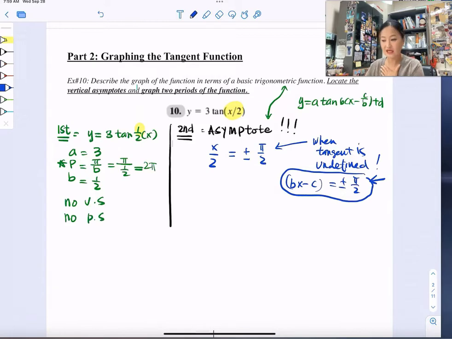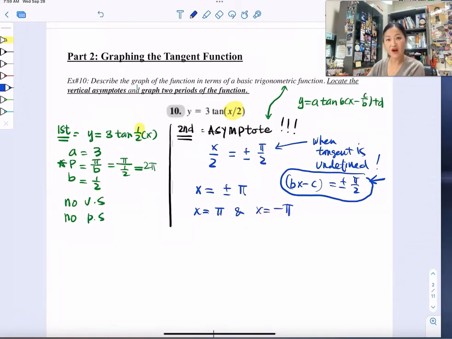We'll do more cases like that. And then you just solve for x. So our x is going to equal, we just multiply by 2 on everything, right? Plus or negative pi. Because I just multiply this by 2, and this becomes plus or negative pi. That means my asymptotes happen at x equals pi, and x equals negative pi.